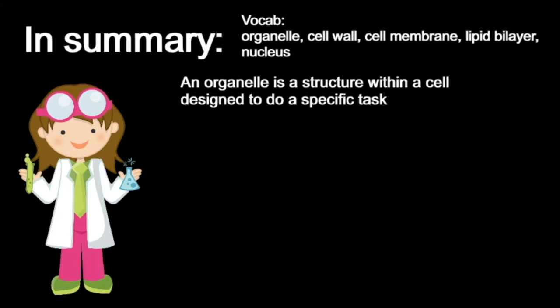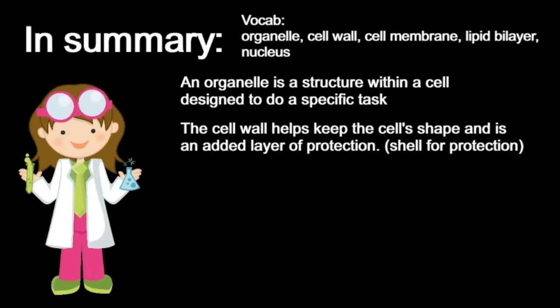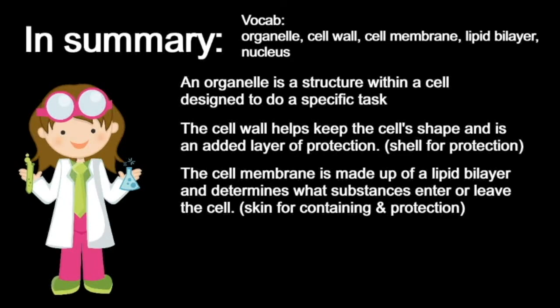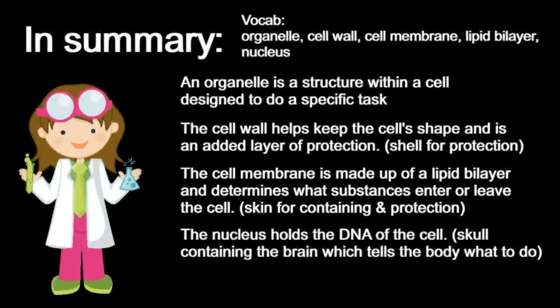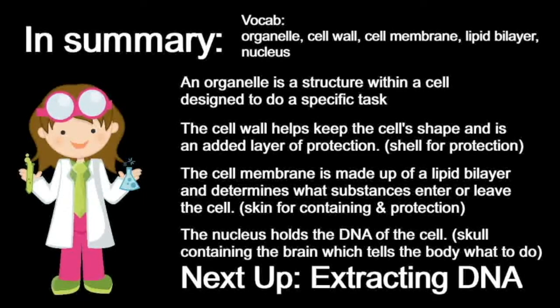An organelle is a structure within a cell designed to do a specific task. The cell wall helps keep the cell shape and is an added layer of protection. Shell for protection. The cell membrane is made up of a lipid bilayer and determines what substances enter or leave this cell. Skin for containing and protection. The nucleus holds the DNA of the cell. Skull for containing the brain for telling the body what to do. Next up, extracting DNA.